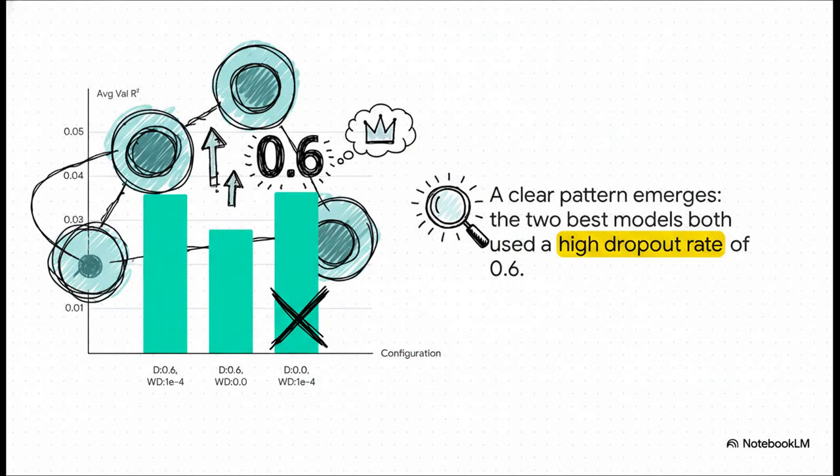And wow, a really strong pattern just jumps right out at us. The top 2 performers both use that high dropout rate of 0.6. That's a huge clue. It tells us that for this particular problem, our model was really tempted to just memorize everything. Being aggressive with dropout was the key to forcing it to generalize.